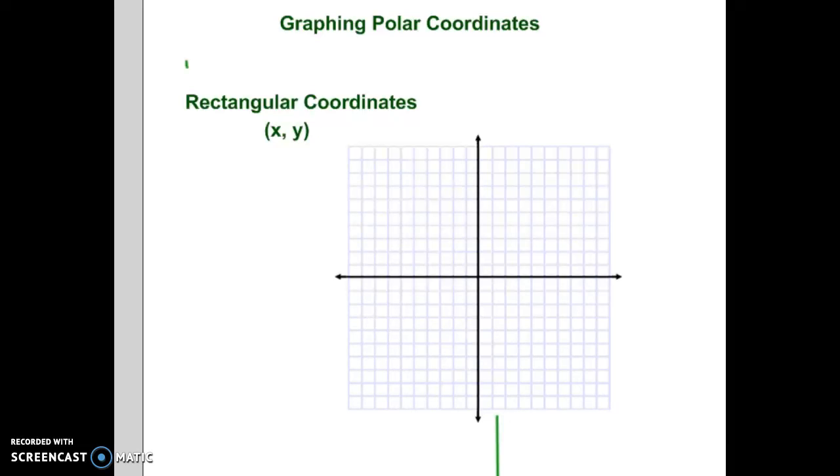Hello, today we're going to be graphing with polar coordinates. In the past, we graphed with rectangular coordinates. Their ordered pair looks like an X and then a Y, and their graph looks like an X-axis and a Y-axis. So what do polar coordinates look like?